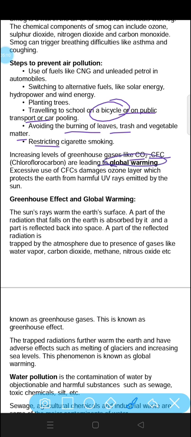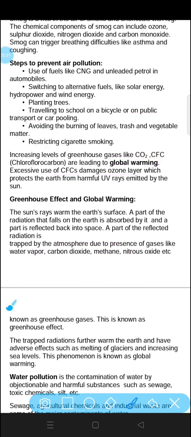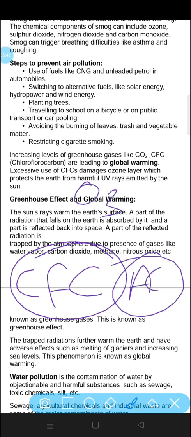So, global warming is the increase in the temperature of the atmosphere due to the increase in the level of carbon dioxide in the atmosphere. Excessive use of CFC damages the ozone layer, which protects the earth from harmful ultraviolet rays emitted by the sun. The ozone layer is also depleting due to chlorofluorocarbons, CFCs, that we are using in our homes, in refrigerators and in ACs. It is depleting the ozone layer, the O3, that prevents the ultraviolet rays from reaching our earth.